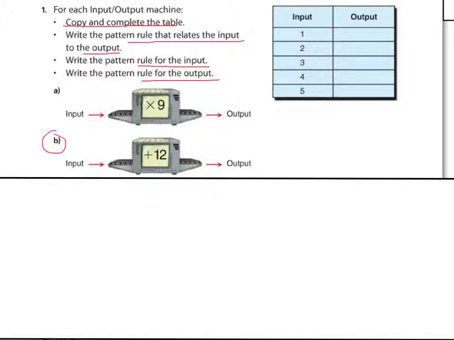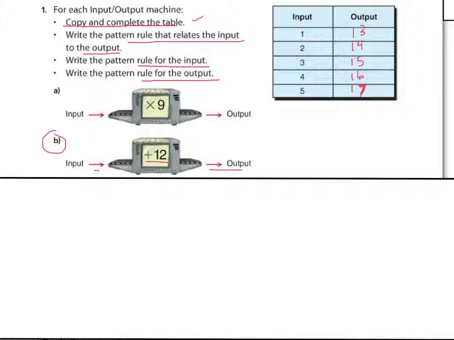All right, now let's try input to output table or pattern B. So we're adding 12 each time to get from input to output, so plus 12. 1 plus 12 is 13. 2 plus 12 is 14. 3 plus 12 is 15. 4 plus 12 is 16. 5 plus 12 is 17. Oops. Let's make sure that that 7 is visible there. Perfect. Okay, that's step number 1.